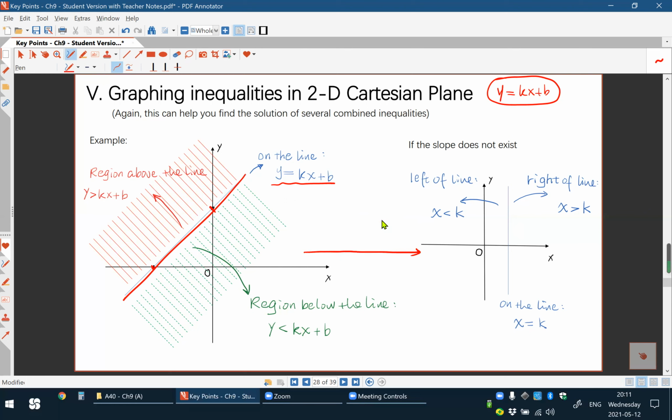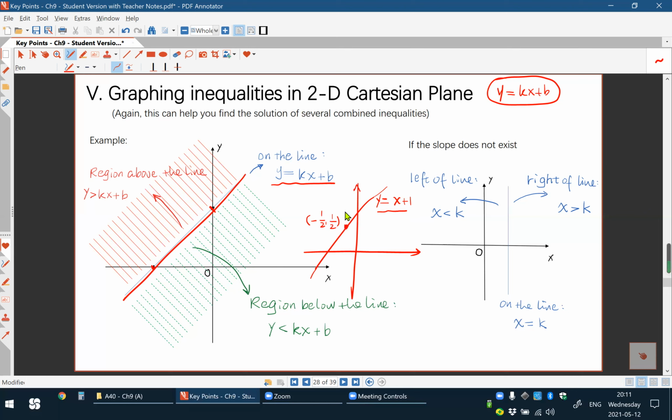Yeah, I'll give you an example. Suppose we have a line y equals x plus 1. Any point that satisfies this equation should be on this line, right? So suppose we have x equals minus 1/2. What is the y-axis? Y should be 1/2, right?